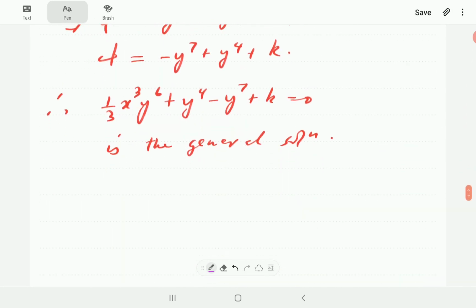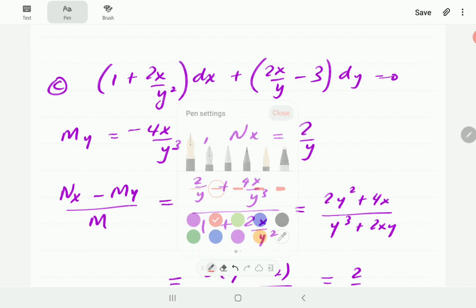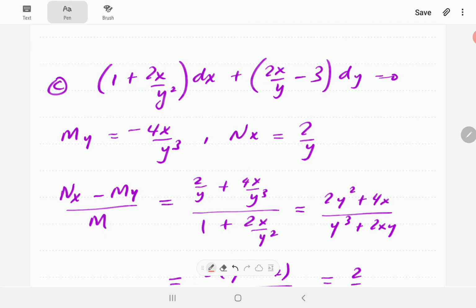All right, so for C, you're going to find that if you try to factorize, you won't be able to factorize here, so it means the equation is not separable. These terms are clearly not homogeneous. And then if you try my and nx, they are not equal. But if you work out the quantity nx minus my, this is what we have.